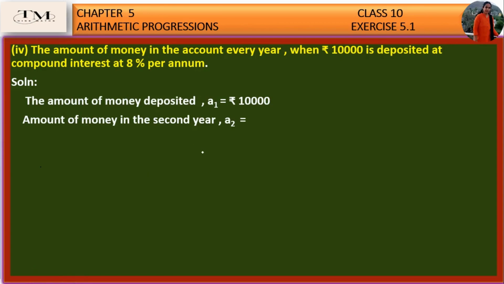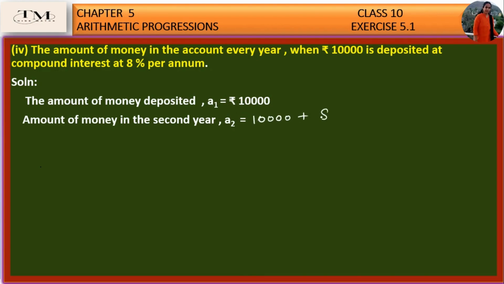So next problem. The amount of money in the account every year when rupees 10,000 is deposited at compound interest at 8% per annum. So at first we are depositing 10,000 in the bank. The bank gives 8% per annum. So what happens in the next year? This amount will increase by 8%. So what is the value? At present we have 10,000.